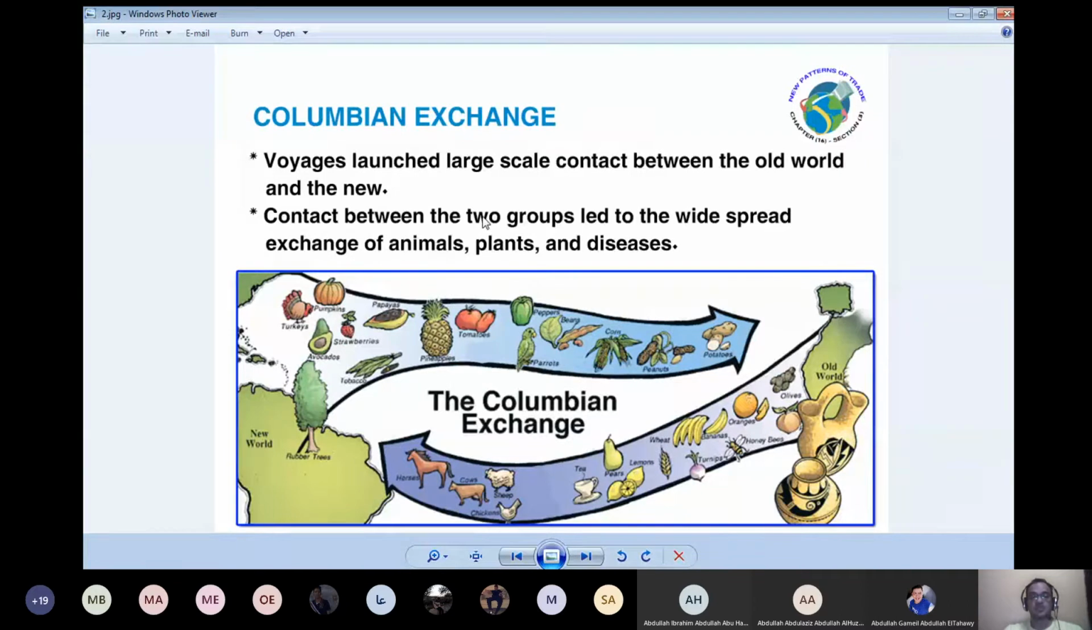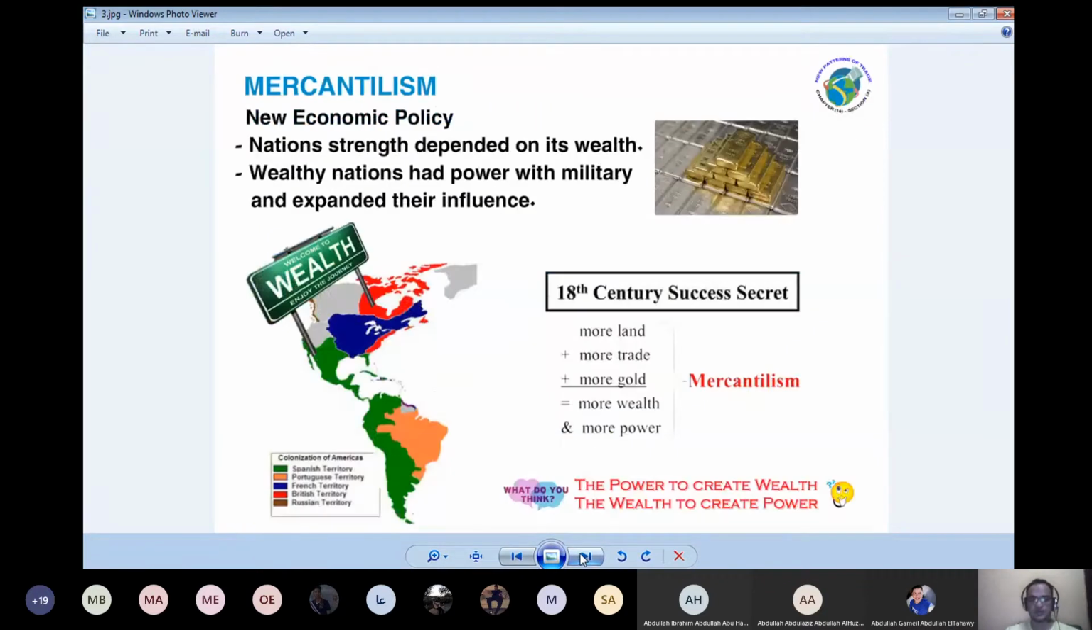So the contact between the two groups, by the two groups, I mean the old world and the new one, led to the widespread exchange of animals, plants, and even diseases, the European diseases. Okay, so it's an exchange between the two worlds. By this exchange, I mean animals, plants, and diseases. So, of course, it's the beginning of a new era, a new period of history. Of course, this will enrich Europe and their economy.